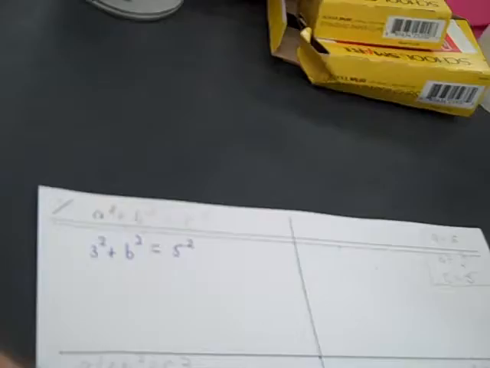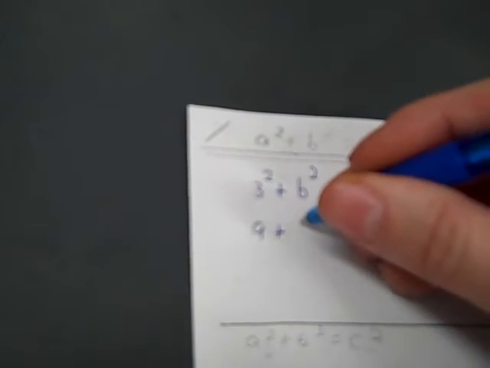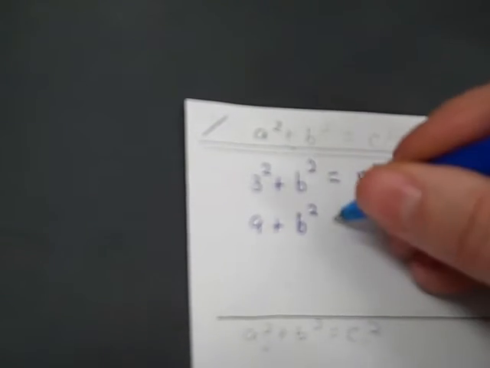So I found what 3 to the second is. So 3, and then you just hit the fourth key up, not the second though. 3 to the second is 9. So this now becomes 9. Plus, now b is a letter, so I can't do that. I keep b to the second. Then 5 to the second is 25.